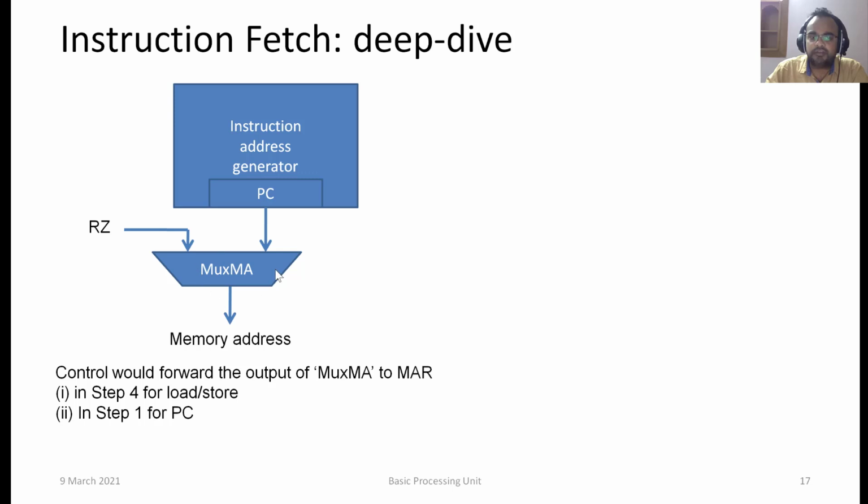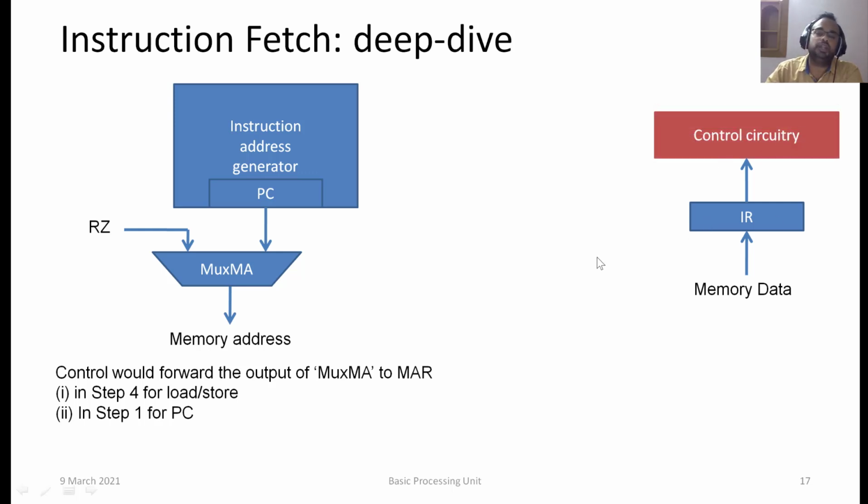Now if we look at the control signals, the select signal for the mux MA would again be set by the control circuit. If we are in step 4, for the load store instruction, it means that we have the effective address in RZ that would be forwarded to MAR. Or if it is in step 1, then we are trying to access the memory using PC. So accordingly, the select line would be picked. Now the memory would respond with data, which would typically be in MDR. That value will be sent to IR in the very first step, and the value in IR would be used by the control circuitry to generate all the other signals.